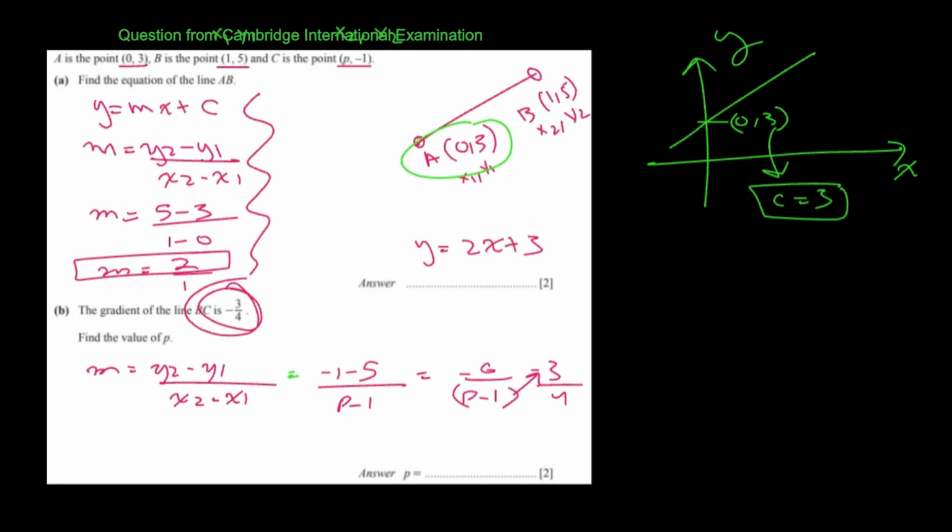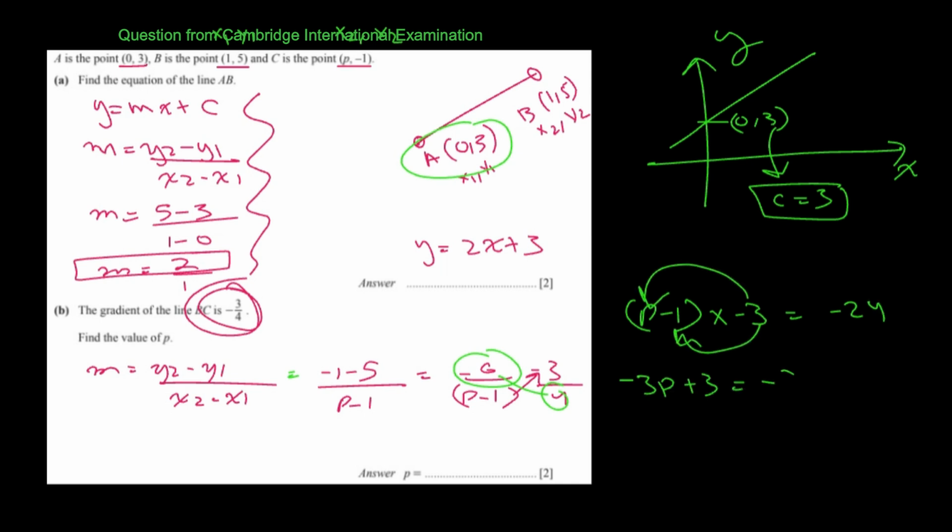So p minus 1 multiplied by negative 3 equals 4 times negative 6. That is negative 24. So negative 3p plus 3 equals negative 24. So negative 3p equals negative 24 minus 3, that is negative 27. So negative 3p equals negative 27, and p equals negative 27 divided by negative 3. So p equals 9.